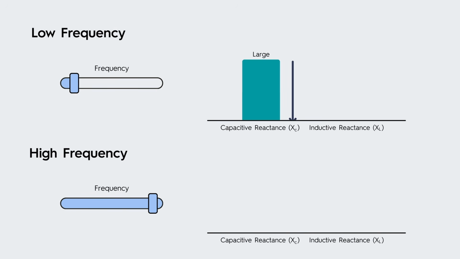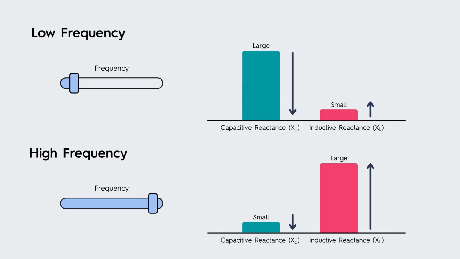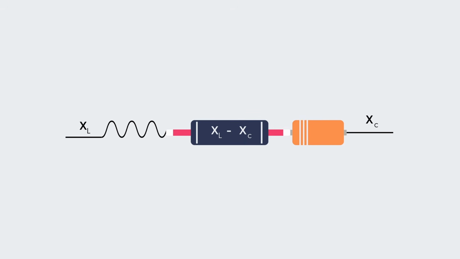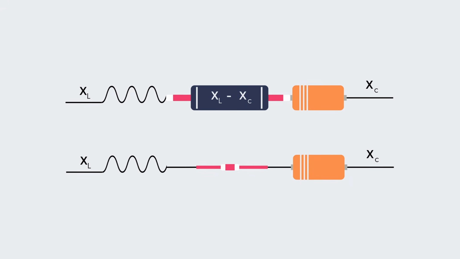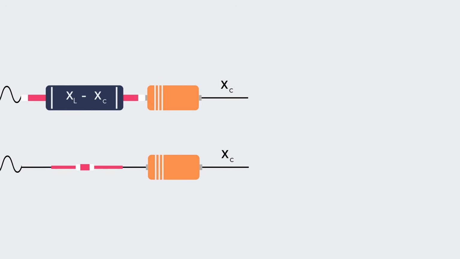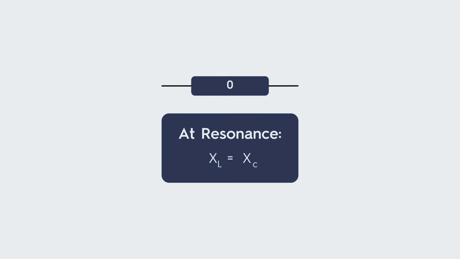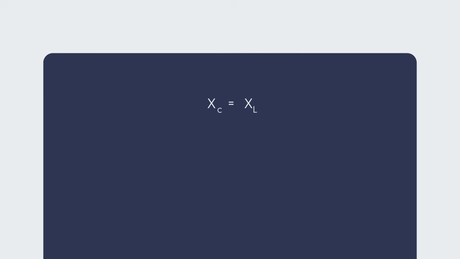Capacitive reactance is large at low frequency and shrinks as frequency rises. Inductive reactance is small at low frequency and grows as frequency rises. So as you sweep frequency, one goes down while the other goes up. Because the reactive term is squared, the smallest it can ever be is 0. That happens when the two reactances match. Inductive reactance equals capacitive reactance. That's the resonance condition. When those two reactances match, the circuit is at resonance.